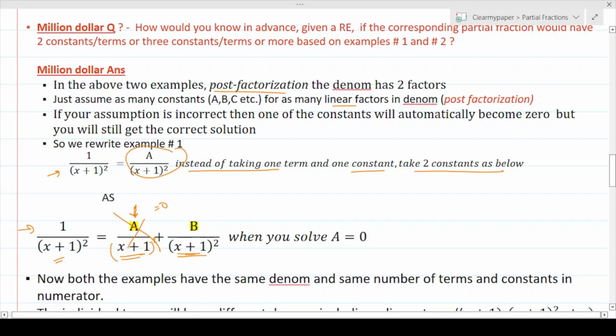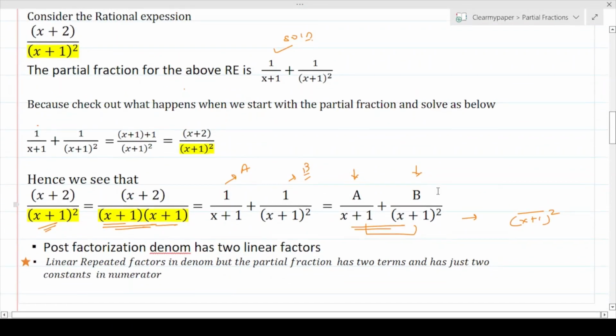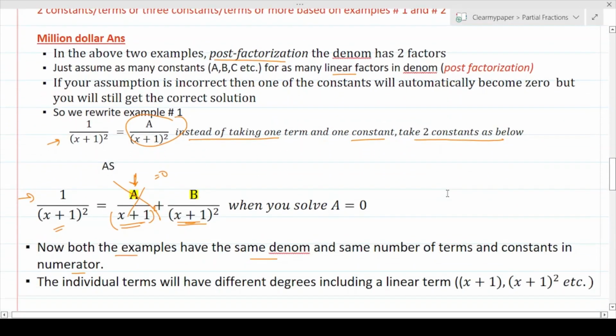So that way you don't have to worry upfront whether it has to be 2 terms or 3 terms. You just take as many terms or as many constants as the linear factors there are in the denominator post factorization, and then you solve for the problem. So what did we see? That now both the examples have the same denominator, x plus 1 the whole square, and the same number of terms and constants in the numerator. That's how we start the problem. A plus b in this case, and in this case also a plus b, and eventually one constant will go away. We will not worry about that.